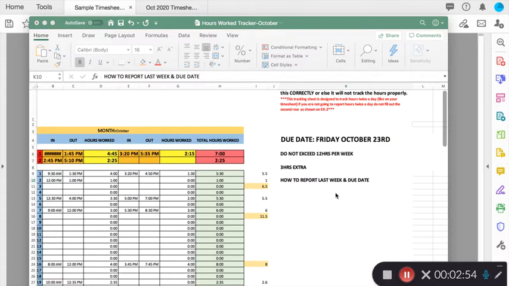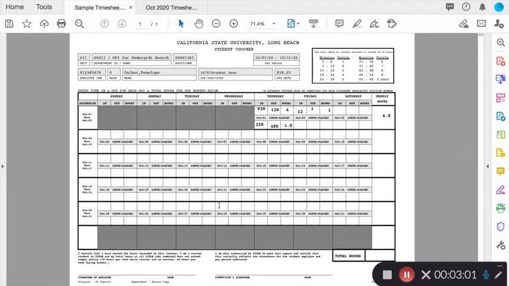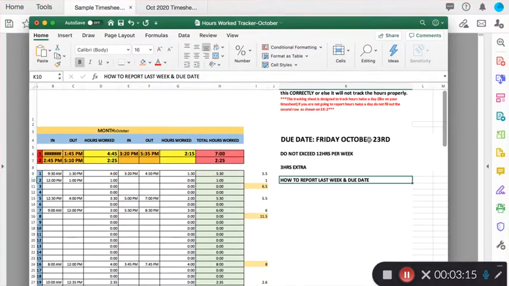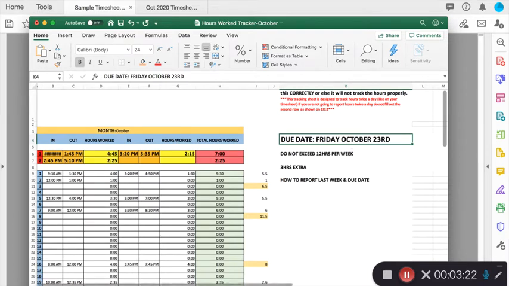And the last thing I want to go over before we start the tutorial is about the last week, how to report the last week on your timesheet. So I know a lot of students have been confused about this last week and the way the timesheets are due. So just letting you know, timesheets are due October 23rd. This falls on a Friday. This is actually next Friday. Today is October 16th, Friday. So a week from now, your timesheet's going to be due.